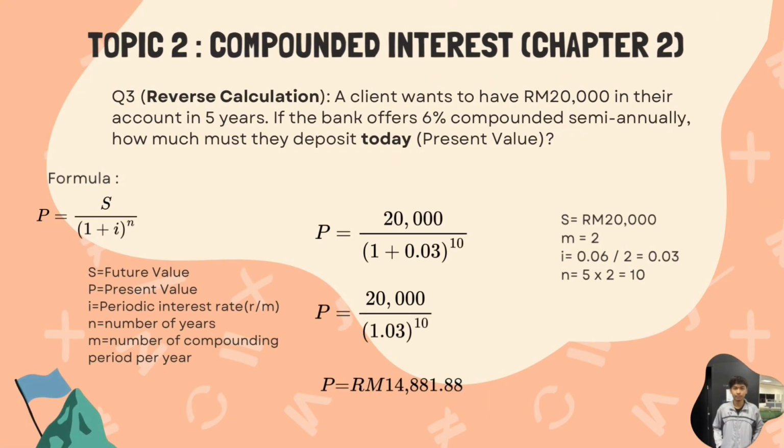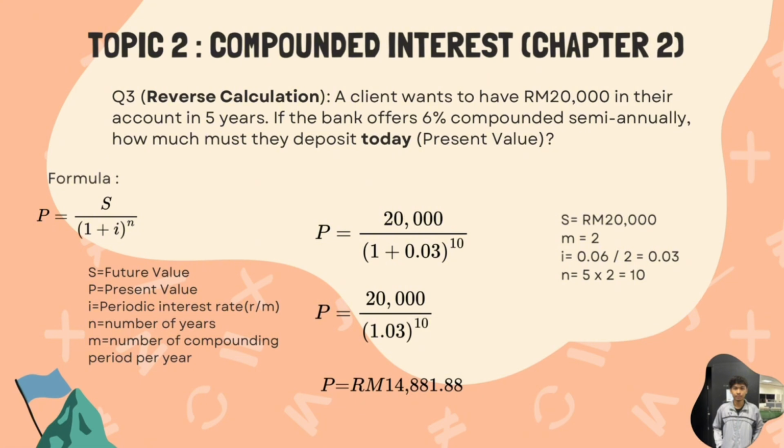A client wants to have 20,000 ringgit in their account in 5 years. If the bank offers 6% compounded semi-annually, how much must they deposit today? Okay, the formula that we use is the present value formula. The formula is P equals S divided by bracket 1 plus i bracket power of n.